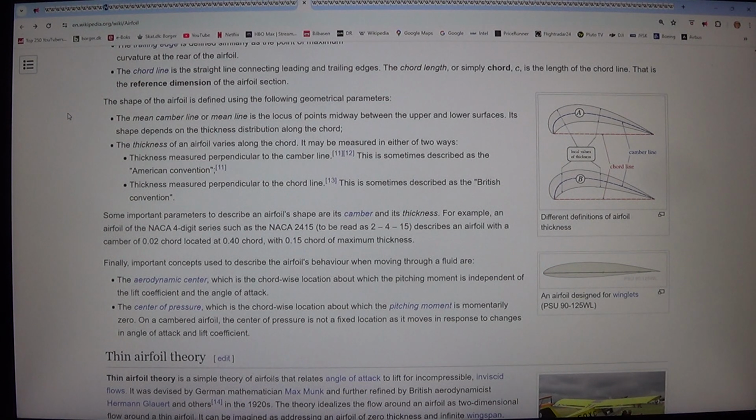The shape of the airfoil is defined using the following geometrical parameters. 1. The mean camber line or mean line is the locus of points midway between the upper and lower surfaces. Its shape depends on the thickness distribution along the chord. 2. The thickness of an airfoil varies along the chord. It may be measured in either of two ways. 1. Thickness measured perpendicular to the camber line. This is sometimes described as the American convention. 2. Thickness measured perpendicular to the chord line. This is sometimes described as the British convention.